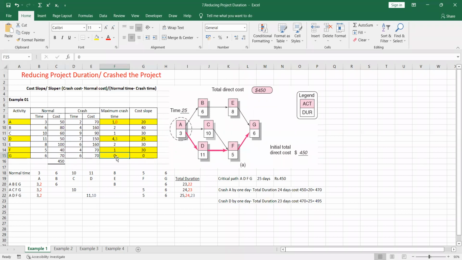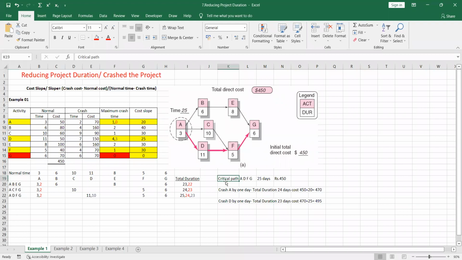So we have highlighted what? G, very good. We have highlighted the critical path activity, and the maximum crash time is 0 for the G activity. That means we cannot crash that activity further. Therefore, we are crossing it. I am highlighting this in red color. It is better to cross it in your paper too. You can cross this G activity, which means we cannot reduce it further.